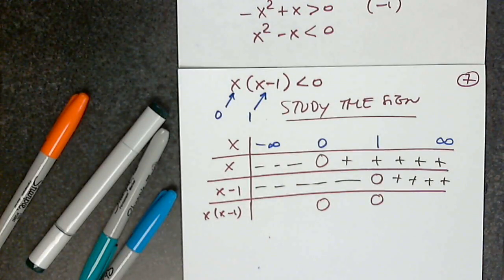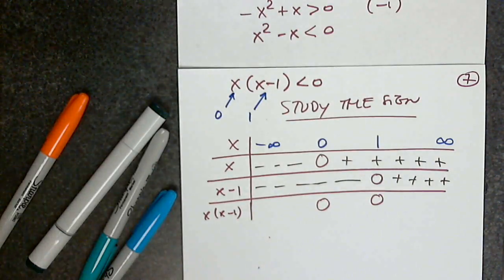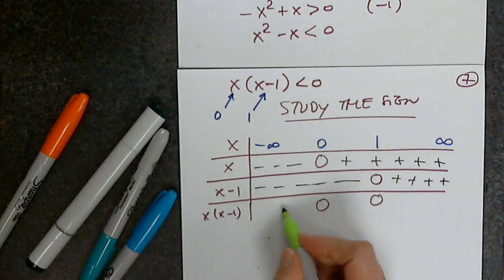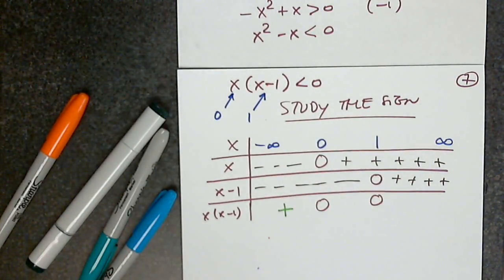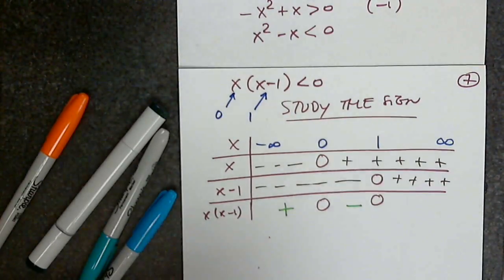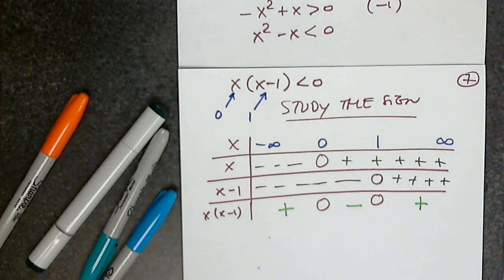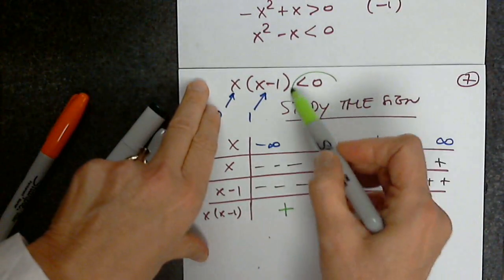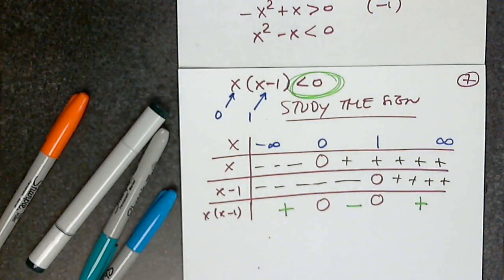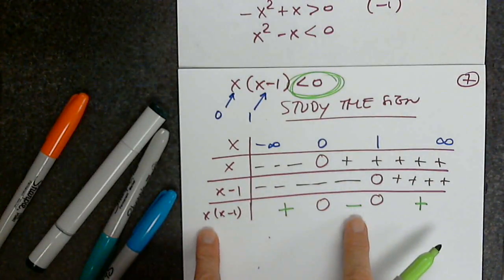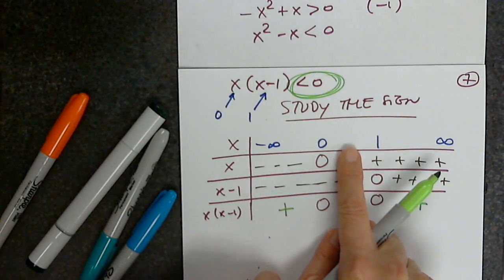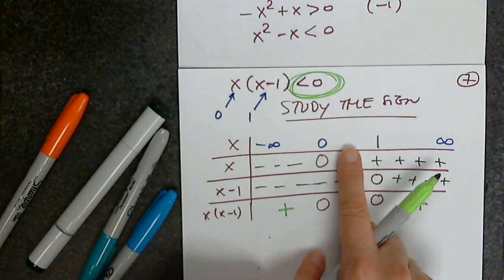So then, when I multiply two negative numbers, I get. When I multiply a positive and a negative, I get. And when I multiply two positives, I get. Good. And only now I look at this. Which sign do I want? I want negative. Is the product ever negative? And then what is the domain of the function? 0 to 1. Right.